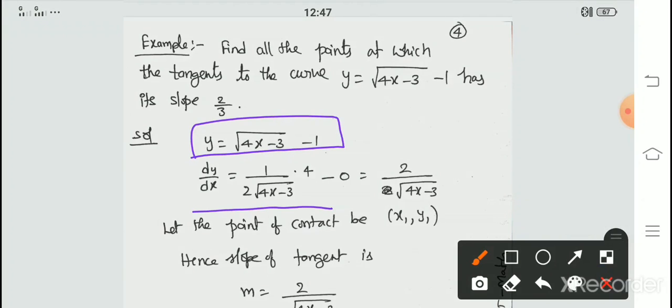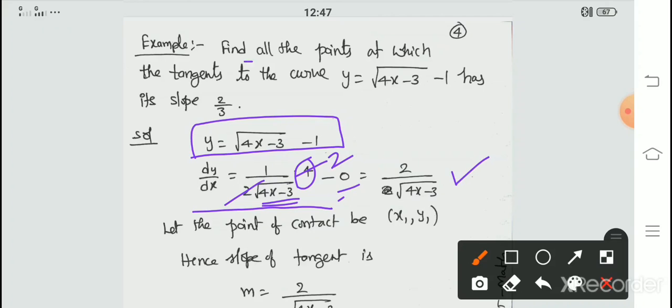Differentiate on both sides. dy by dx is equal to the derivative of root of 4x minus 3, which is 1 by 2 root 4x minus 3 into 4. From where? Chain rule: the derivative of what is inside, 4x minus 3, is 4 minus 0. So 2 ones are 2, 2 twos are 4. So you get dy by dx is 2 by root over 4x minus 3.